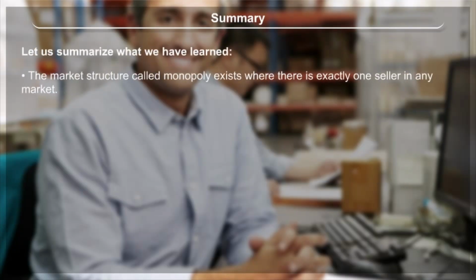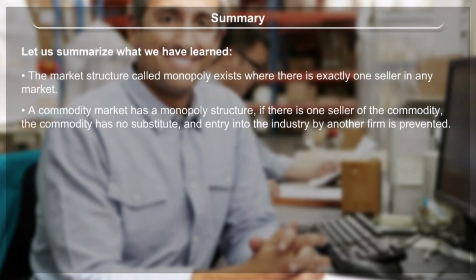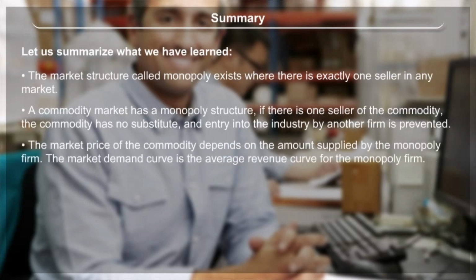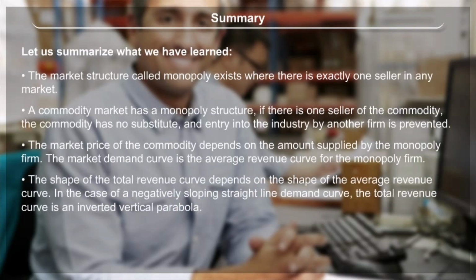Summary. Let us summarize what we have learned. The market structure called monopoly exists where there is exactly one seller in any market. A commodity market has a monopoly structure if there is one seller of the commodity, the commodity has no substitute, and entry into the industry by another firm is prevented. The market price of the commodity depends on the amount supplied by the monopoly firm. The market demand curve is the average revenue curve for the monopoly firm.